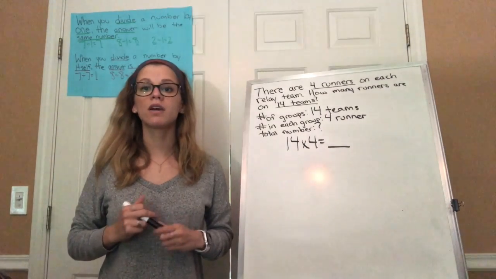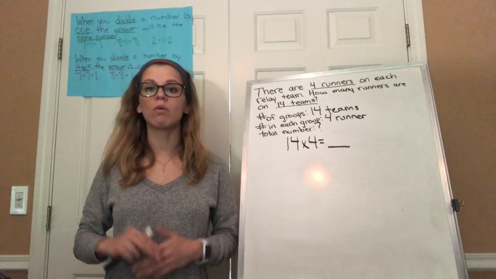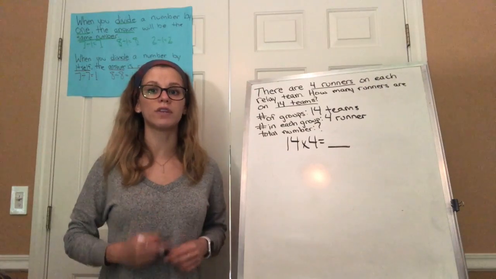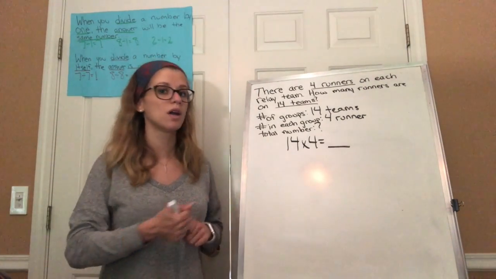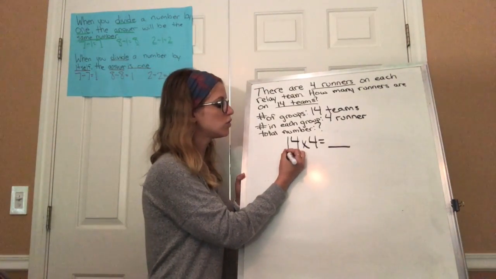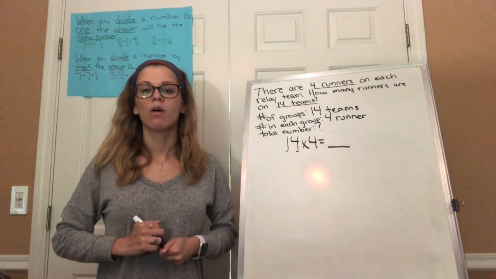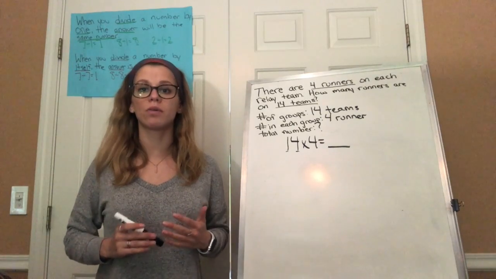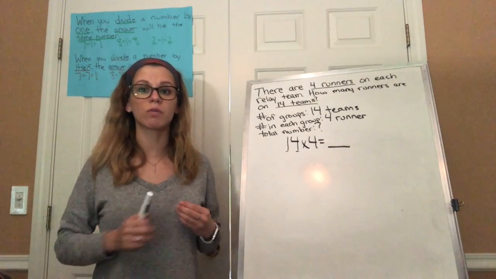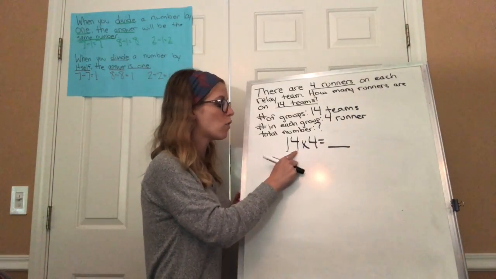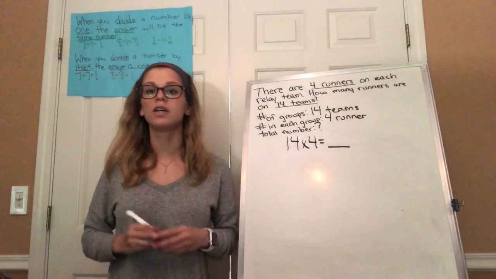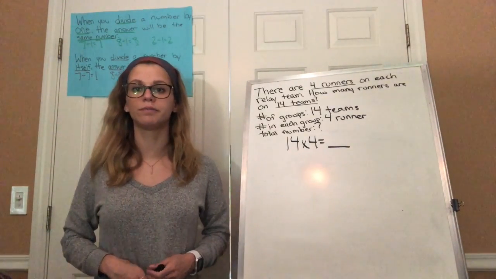What I want you to do is take a couple minutes and pause me and think about different ways that you can try to solve this problem. 14 times 4. It's different because there's 2 digits now in one of my numbers. But what I can do is I can break 14 apart into easier things for me to multiply with 4. So pause me and take a couple minutes to try to solve this problem by yourself.